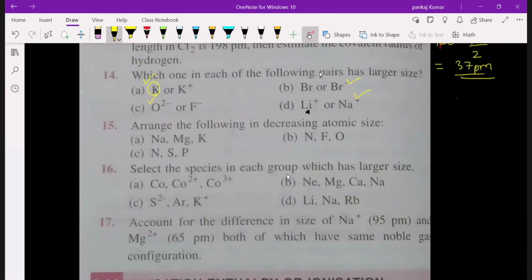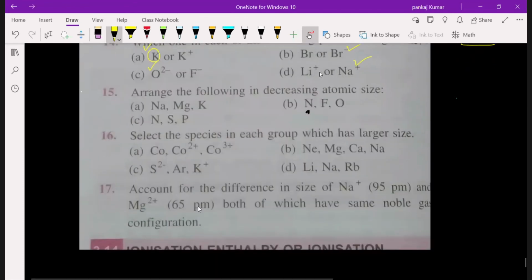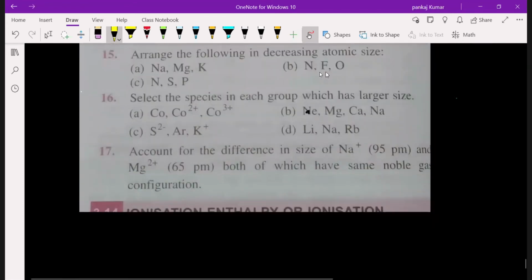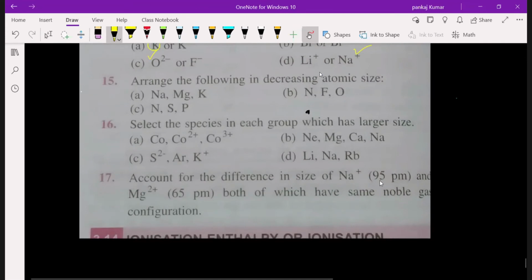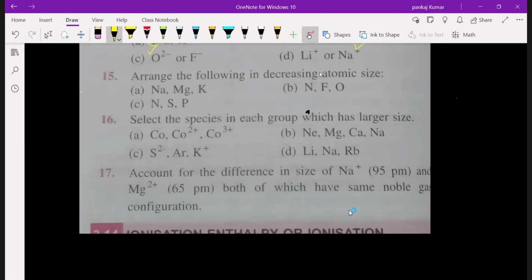You keep it now. See question 15. You can solve 16, 17. I'm just leaving it up to you. Can you solve by yourself? Everyone can solve it. Don't leave any question. So let us move to the next topic.